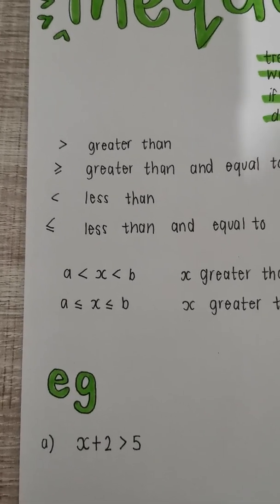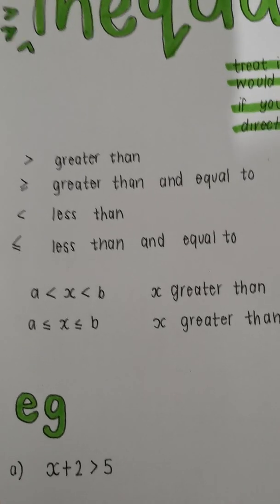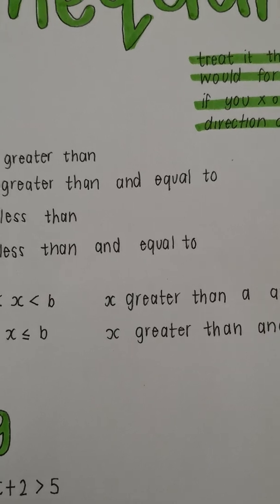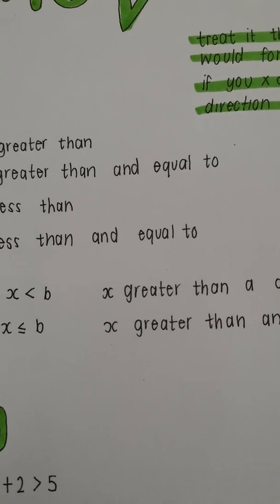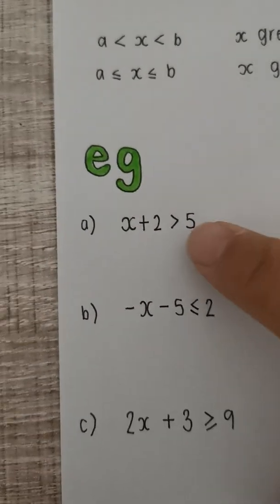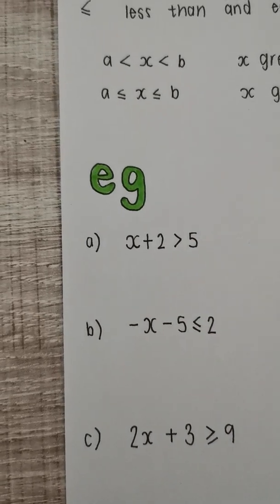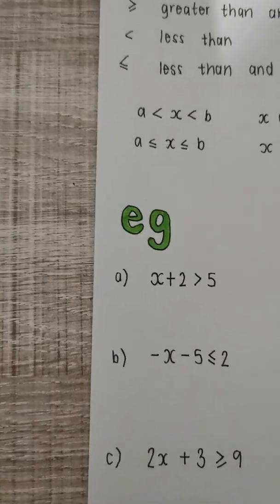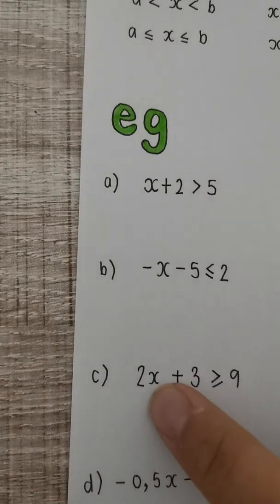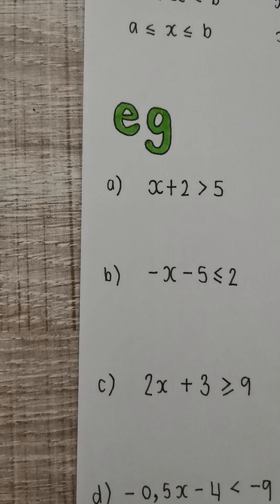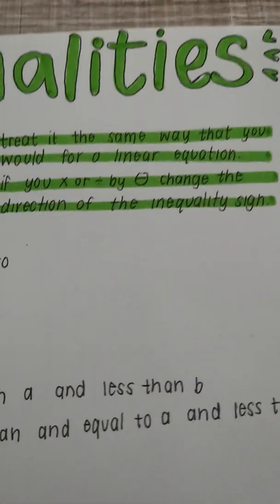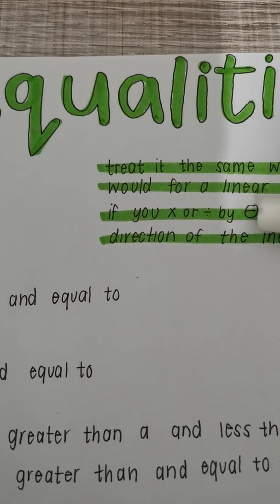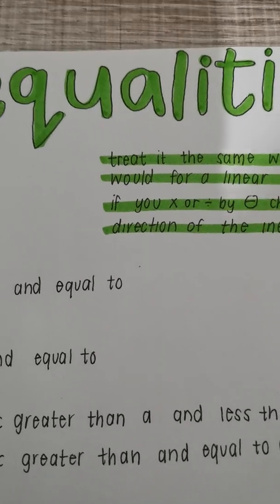Next year, you're going to learn quadratic inequalities, okay? Now, with a linear inequality, you treat it the same way that you would for a linear equation, okay? So whatever you see, like these examples, just treat that there as an equal to sign. So same thing where you take it over, all those rules apply, okay? If you have a coefficient, you divide everything by it, okay? Same rules apply. The only additional rule, if you multiply or divide by a negative number anywhere, then you change the direction of the inequality sign.